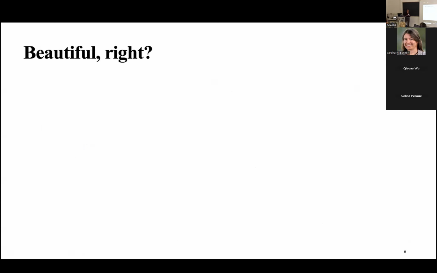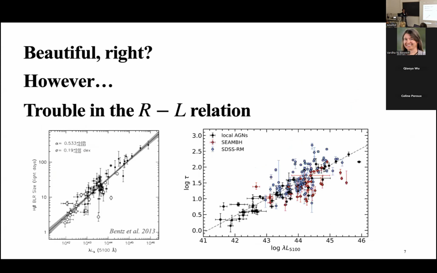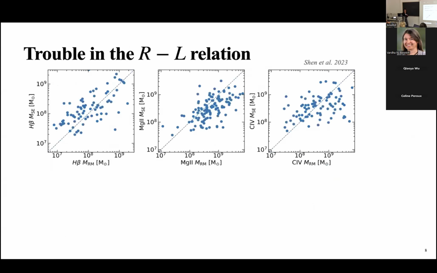Everything is very beautiful. We got this neat R-L relation. However, during the past decade, we have way more RM measurements for quasars, especially in Sloan, and also some other campaigns. This is the R-L plot from a decade ago. It's very neat, the scatter is around 0.2 to 0.3 dex, and now it's very messy. Here is for the H beta distance, and you can see the scatter is around 1 dex for this R-L relation. That can cause big problems in the single epoch measurement.